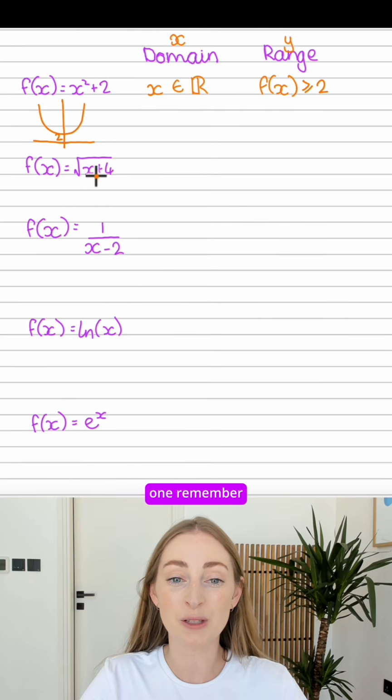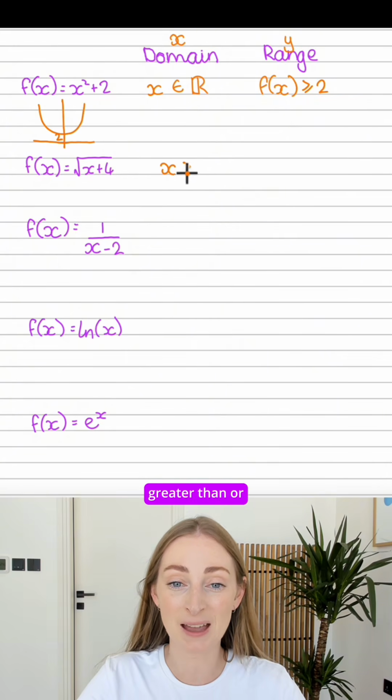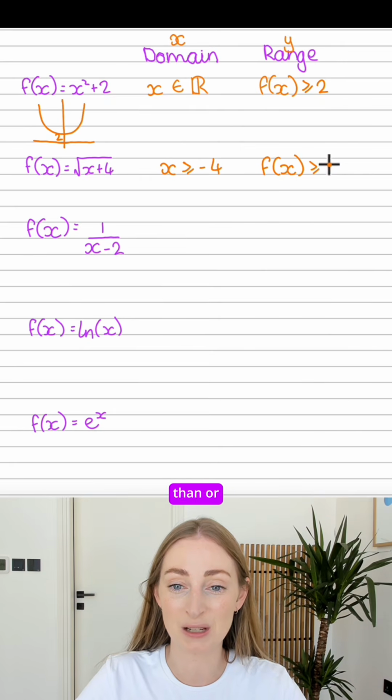For this one, remember you can't have a negative under the square root. So to make sure that this is not negative, x must be greater than or equal to -4. When that is the case, f of x must be greater than or equal to 0.